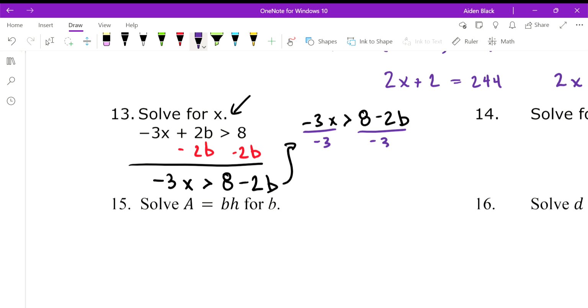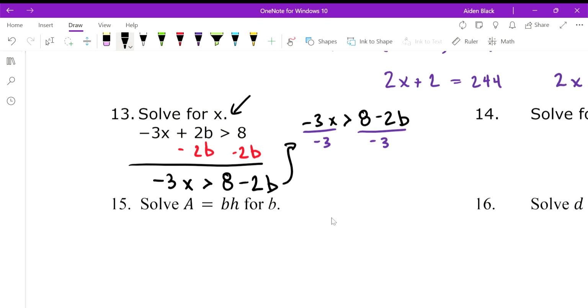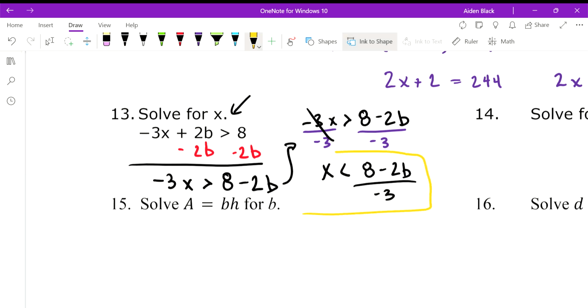Since this is an inequality, when dividing or multiplying by a negative number, we need to flip the sign. So I'll start by flipping the sign so I don't forget. So the sign's flipped. I know x is all that's left on the left-hand side, and we can just write what's given here: 8 minus 2b divided by -3. That would be our answer.